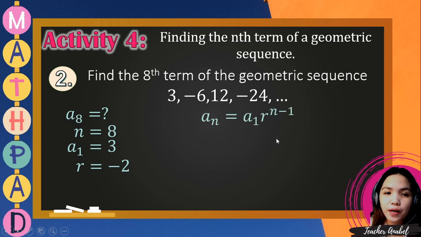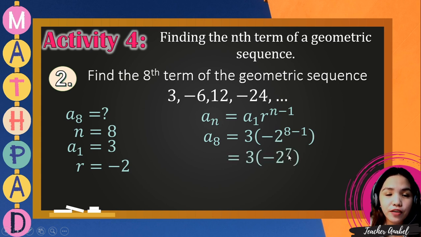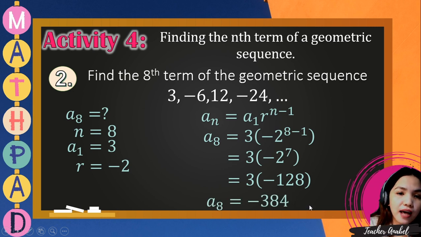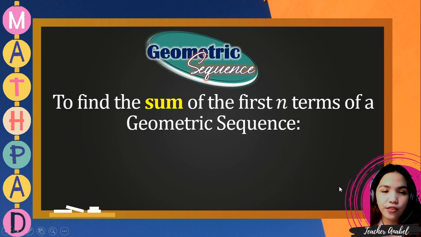Now, applying the formula, we have a sub 1 is 3, common ratio is negative 2, raised to 8 minus 1. 8 minus 1 is 7. Negative 2 raised to 7 is negative 128 times 3, that is equal to negative 384. Okay, sana nakuha nyo yung mga examples natin, no? Now, let us have this one.